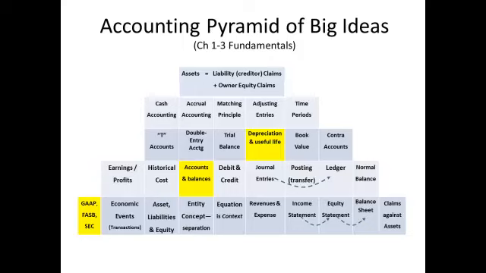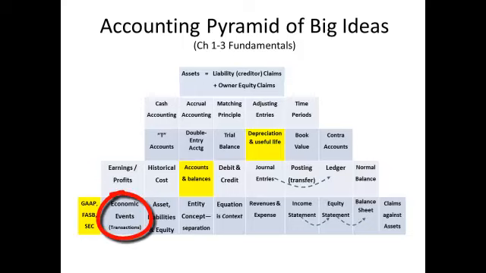Let's start at the bottom of this pyramid and build up. GAAP, FASB, SEC. GAAP are the rules of accounting to produce financial reports, generally accepted accounting principles. FASB is the private group that develops the rules, the Financial Accounting Standards Board. The SEC is the government agency that oversees the reporting for publicly held companies. They delegated the accounting rulemaking duty to the FASB.